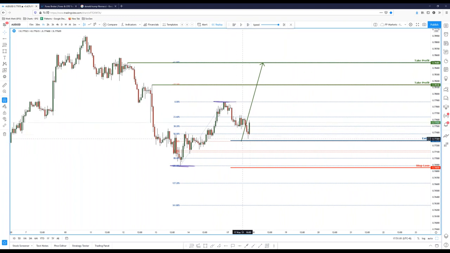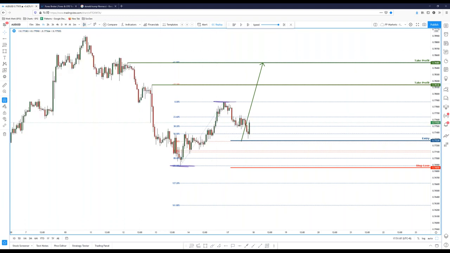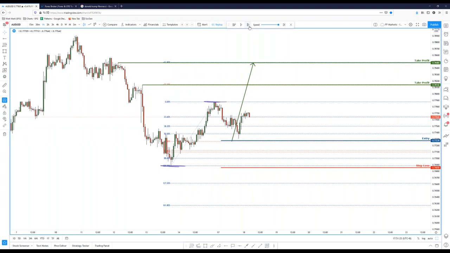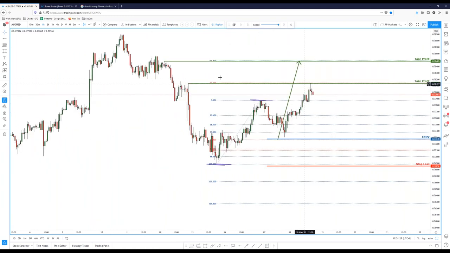Look, it came shy of my entry. But generally speaking, this 50% is a stronger area because, like I said, I combine support and resistance levels as well, and I look for different confluence. I'm just saying how I would use Fibonacci retracement. So price came close to the entry, and look what happened. It pushed higher, and it actually touched my first take profit, the negative 2720.